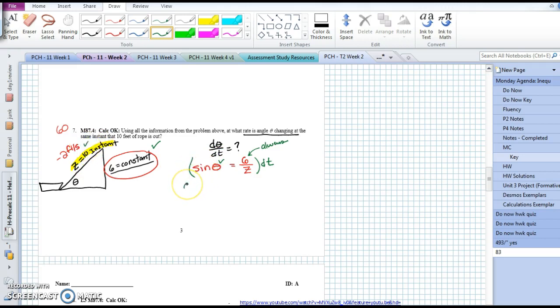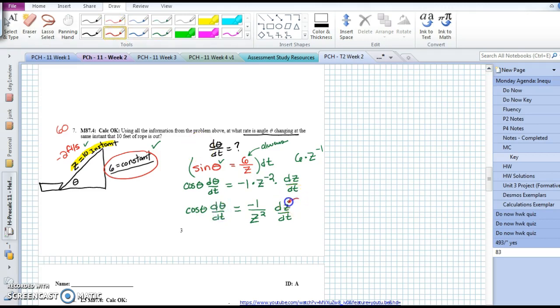So when I take the derivative of sine, I get cosine of theta, d theta dt. And when I take the derivative of 6 times z to the negative 1, I get negative 1 times z to the negative 2 times dz dt, where z is the hypotenuse. Rearranging, I'm really looking at negative 1 over z squared dz dt equals cosine of theta d theta dt.